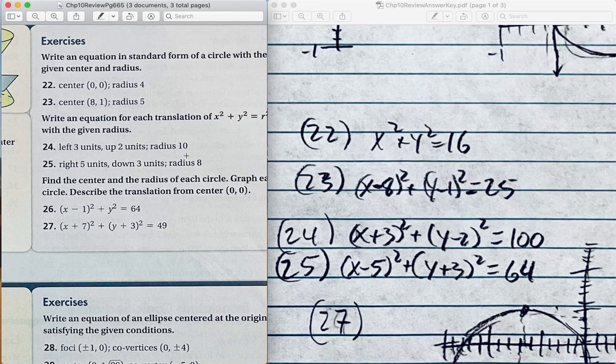For number 24, they say it moves to the left 3 units, and it moves up 2 units. So if it's moving to the left 3 units, that's going to be x plus 3, or x minus -3, so (x plus 3) squared plus (y minus 2) squared, and then equals 100 because that is 10 squared. For 25, it says it's right 5 units and down 3 units, so that's going to be (x minus 5) squared plus (y plus 3) squared, or y minus -3, equals 8 squared, which is 64.